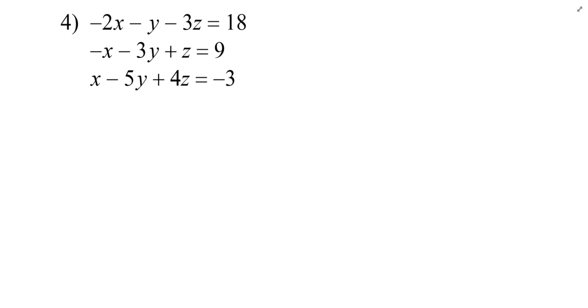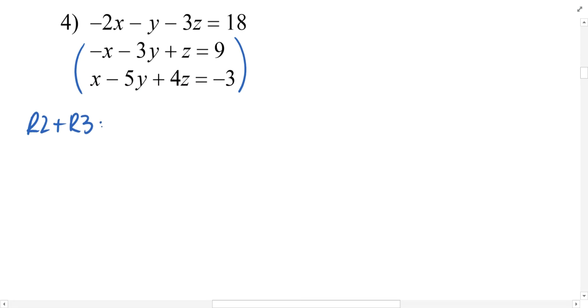I think it's worthwhile to have a game plan before you start doing any work, and from what I can see here is that row 2 and row 3 are going to combine nicely. If I add row 2 with row 3, it's going to get these x variables to cancel, and I'm going to be left with an equation that contains just y and z. And if I had an equation that contained just y and z, it would be helpful to have another equation that contained just y and z. But I don't have that in row 1.